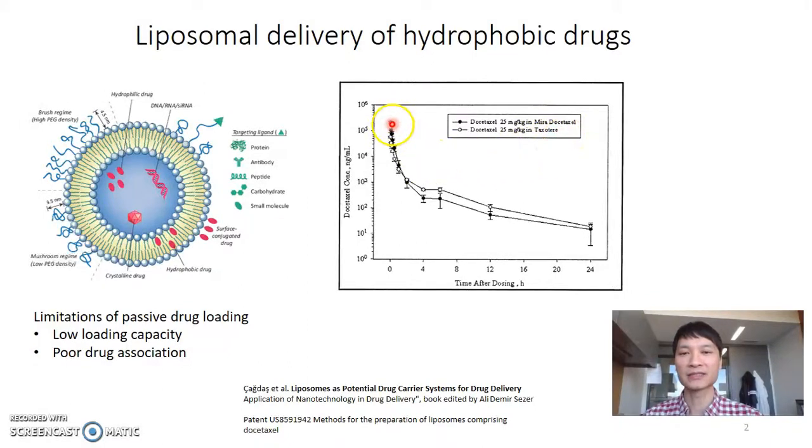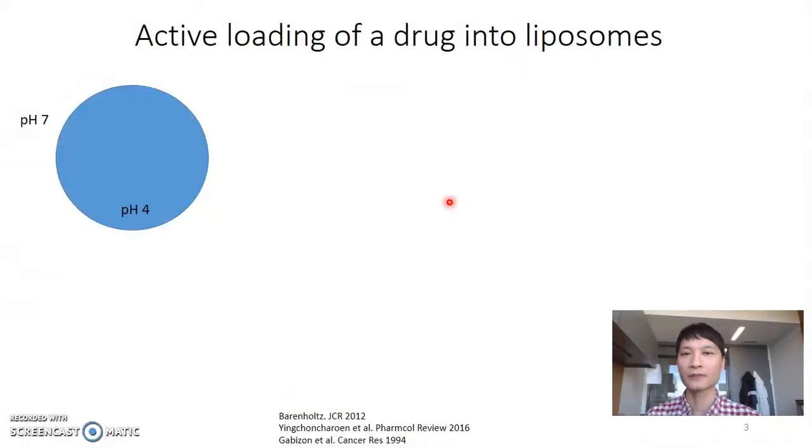And in this case, you see that the blood concentration and time profiles for both formulations are similar. They are overlapping. So there's no clear advantage of using liposomes in this case compared to the standard formulation Taxotere. Again, that's because the drug and nanoparticle association is poor. And that's why people develop different approaches to improve the drug loading into liposomes.